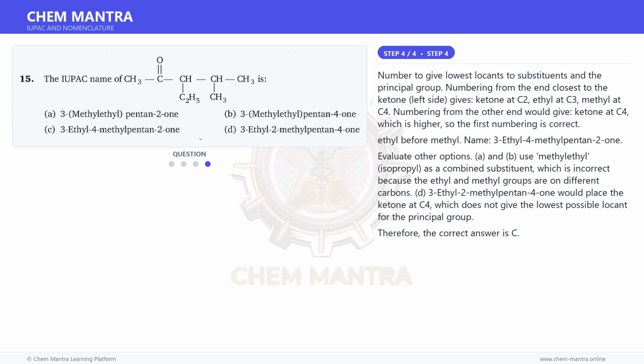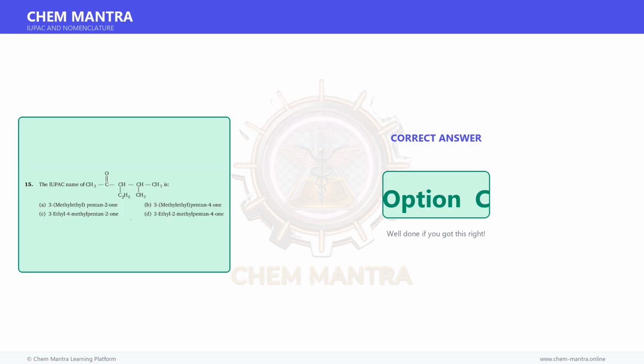Evaluate other options. A and B use methylethyl, isopropyl, as a combined substituent, which is incorrect because the ethyl and methyl groups are on different carbons. D, 3-ethyl-2-methylpentan-4-one, would place the ketone at C4, which does not give the lowest possible locant for the principal group. Therefore, the correct answer is C. Therefore, the correct answer is option C.